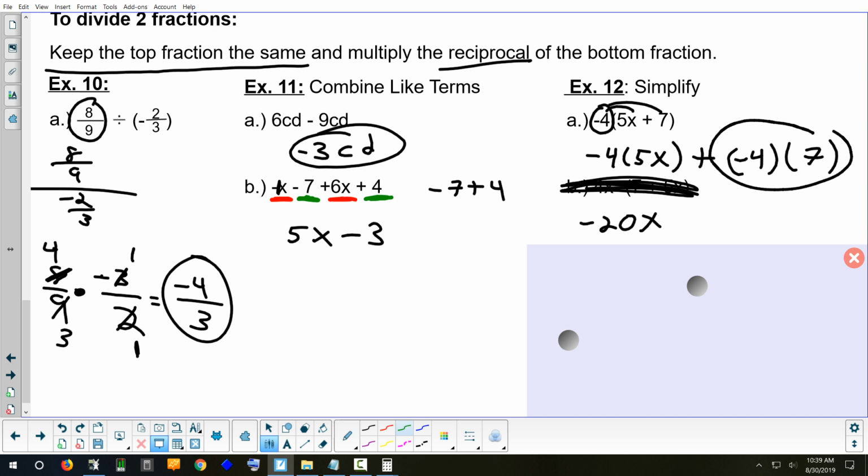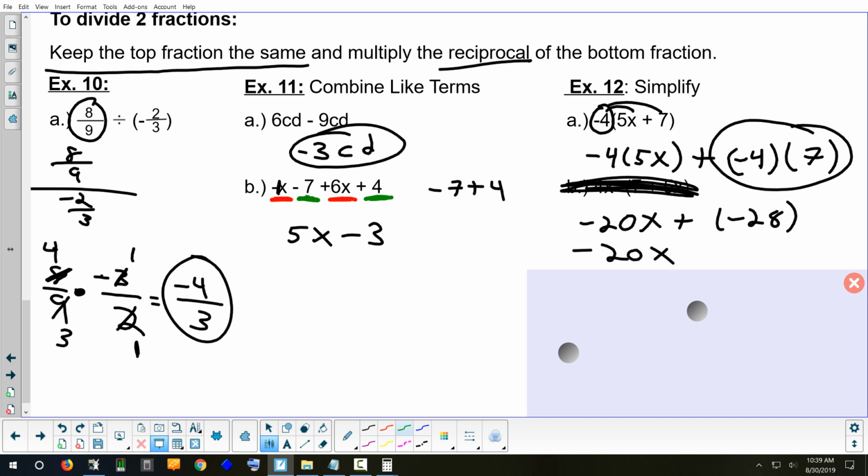This is going to be a little different. We have plus -4 times 7. You can put those together. What's -4 times 7? -28. Now, does anybody know a little bit nicer way to write that? You can write -20x plus -28 or -20x minus 28. Are we not doing B? Yeah, we're not doing B.